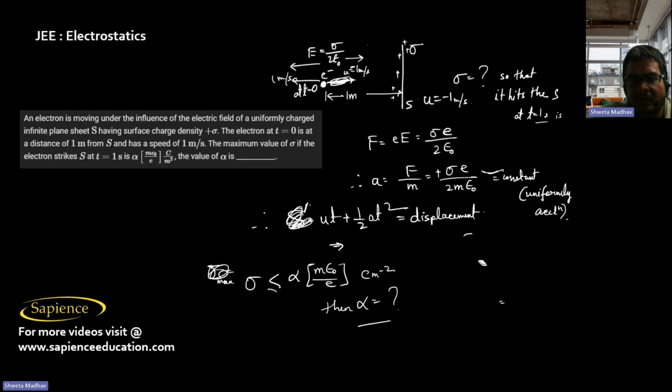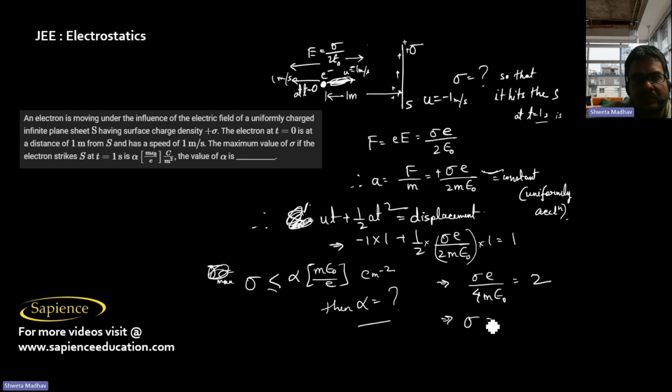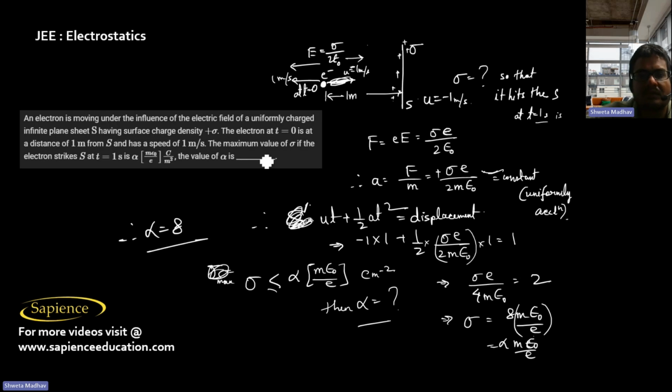Ut plus half at square is the displacement. So u is -1 into t plus half into a, that is sigma e by 2m epsilon naught into t square. t is 1, the displacement is 1. So I can say that sigma e by 4m epsilon naught is equal to 1 plus 1, that is 2. Therefore sigma is equal to 8m epsilon naught by e, which is equal to alpha m epsilon naught by e. So the value of alpha is 8.